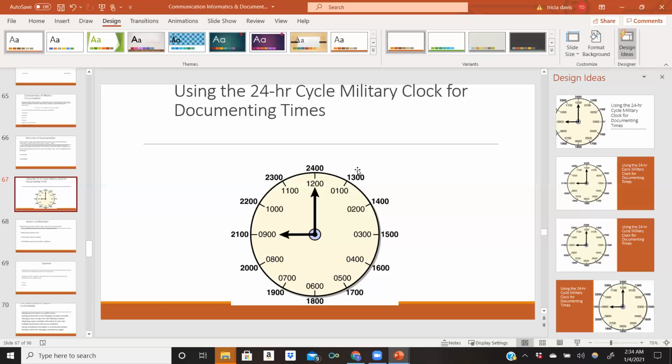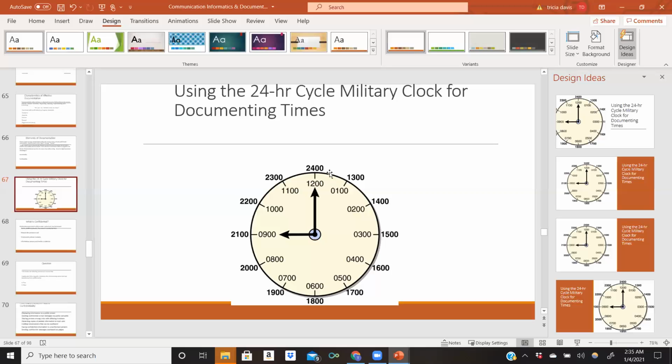So 12 o'clock is 12 o'clock, but then 1 o'clock is 1300, 2 o'clock is 1400, 3 o'clock is 1500, 4 o'clock is 1600, 5 o'clock is 1700, 6 o'clock becomes 1800, 7 o'clock is 1900, 8 o'clock is 2000, 9 o'clock at night is 2100, 10 o'clock at night is 2200, and then 11 o'clock at night is 2300. And then you go back to midnight with 0000.